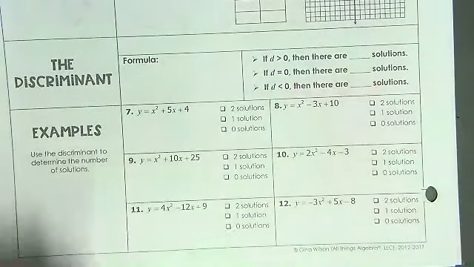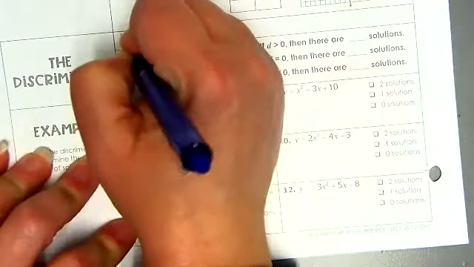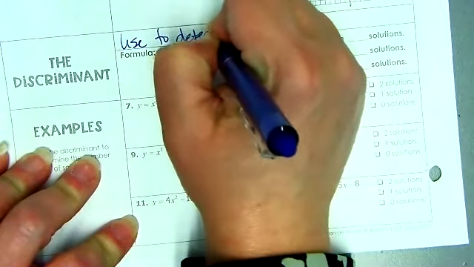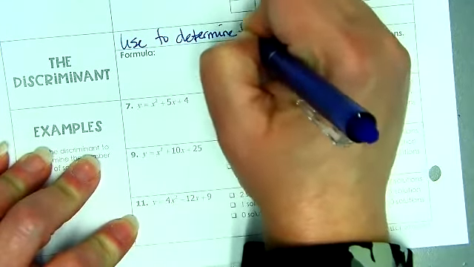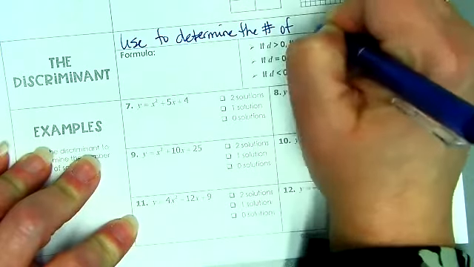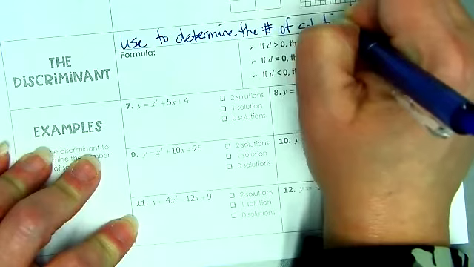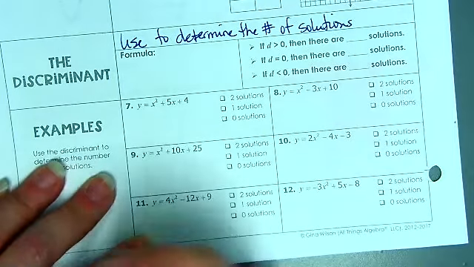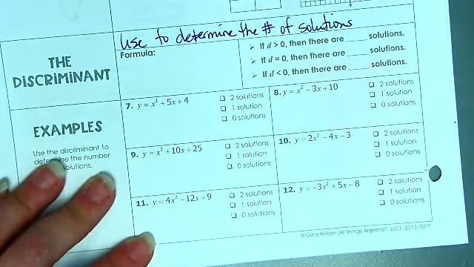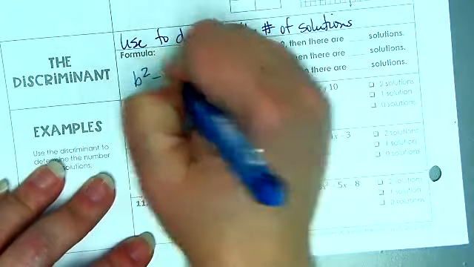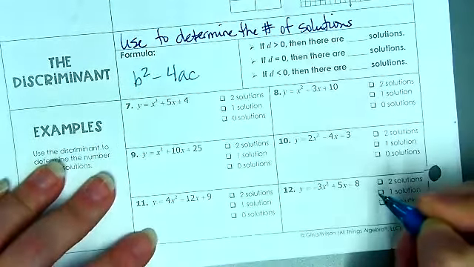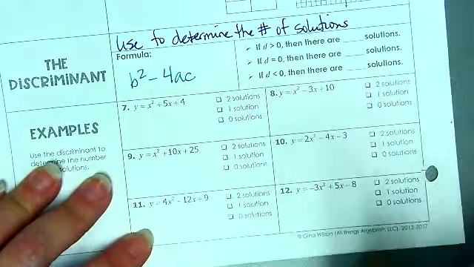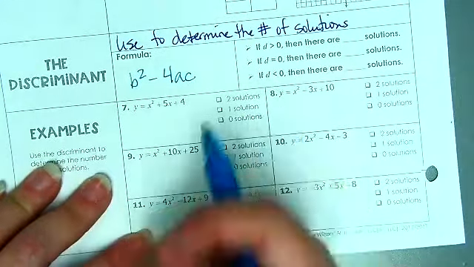Okay, so if we're talking about the discriminant, the discriminant is used to determine the number of solutions. So if it's just asking you how many solutions there would be, you would use the discriminant to determine that information. Okay. The formula for the discriminant is b squared minus 4ac. Now, all this information is given on a formula chart, but it's inside of a formula we will learn, and you've got to understand where that is, and we'll get there.